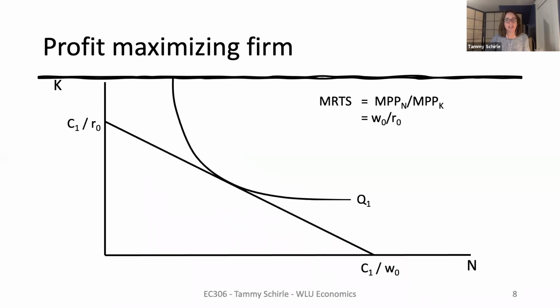That happens where the isoquant for a profit maximizing level of output is tangent to the isocost line. At this profit maximizing point, we'll find the marginal rate of technical substitution that is exactly equal to the ratio of relative prices.